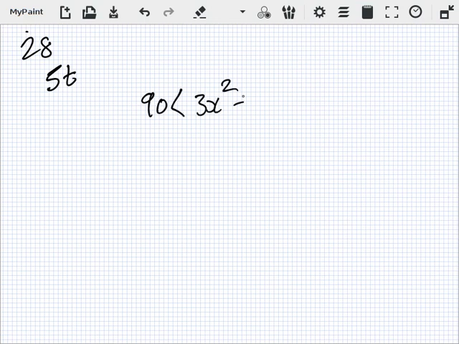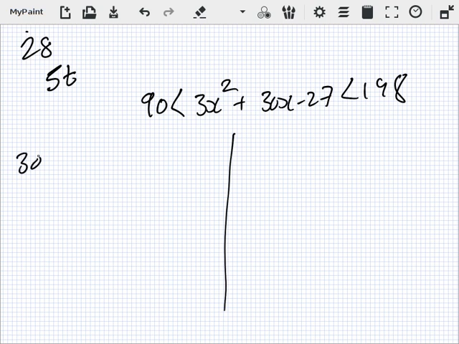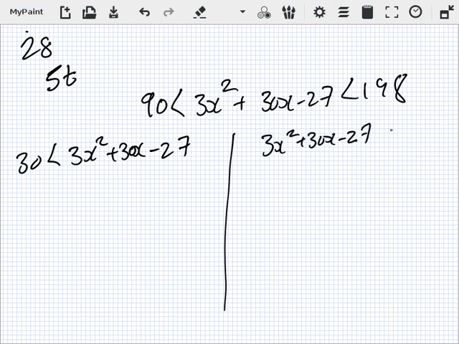90 less than 3x squared plus 30x minus 27, less than 198. You should split this up into two problems. Now, dude with the graphing calculator, give me... it's 90 less than 3x squared plus 30x minus 27, and 3x squared plus 30x minus 27 less than 198, right?